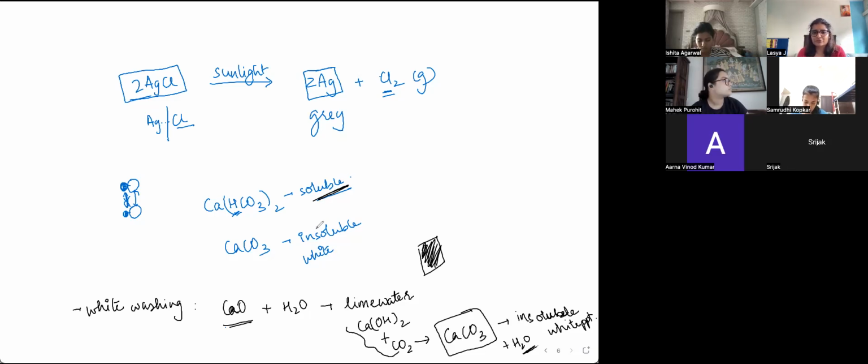So if it's wet, suppose calcium bicarbonate was the one being produced, there's going to be further reactions and complications. It's not as simple as, oh, you put it on water and it sticks to water. This whole thing works because it's an insoluble white precipitate.